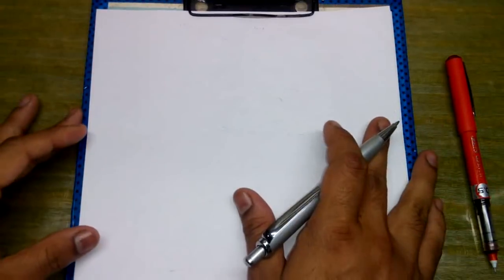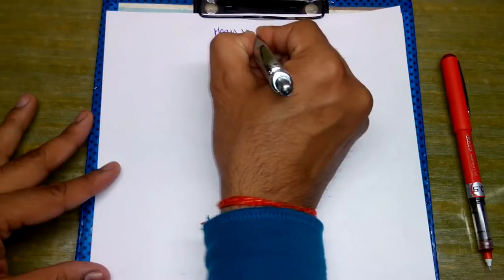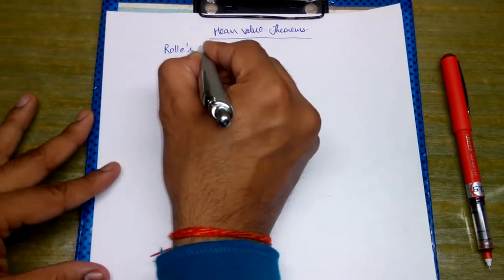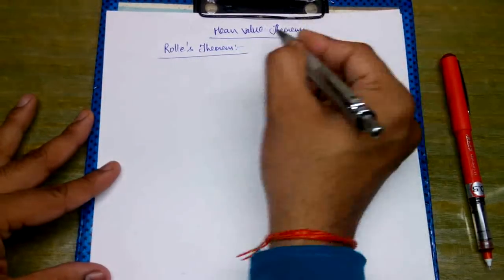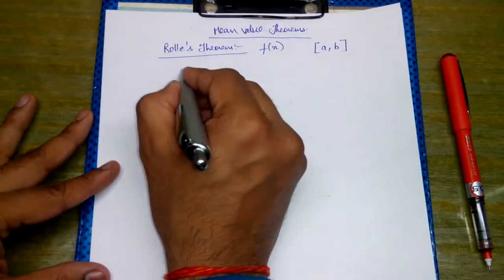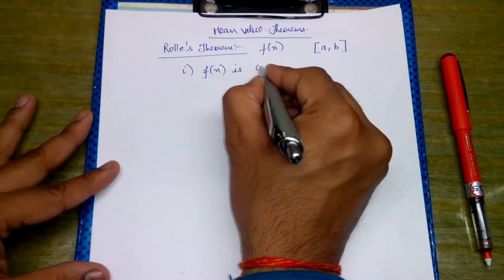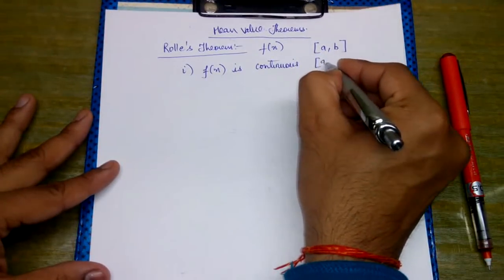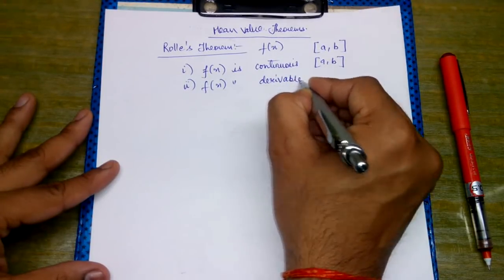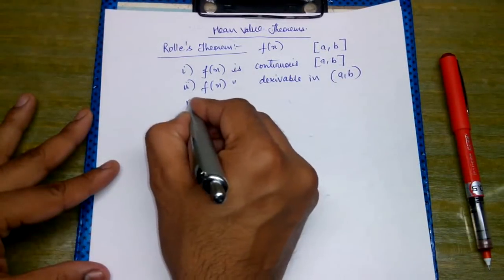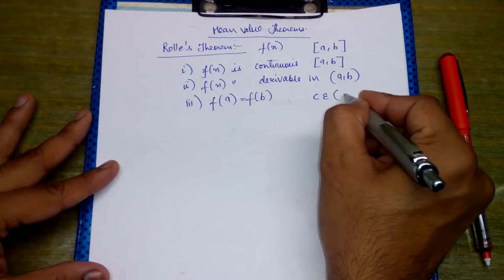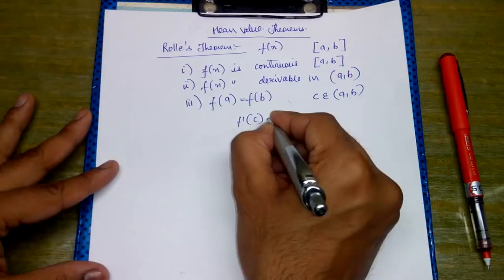So that was all about the derivability of a function. And now we shall be starting with the mean value theorems. In the mean value theorems, the first theorem that we have to study is Rolle's theorem. In Rolle's theorem, if f(x) is a real valued function defined on the closed interval [a, b], and first, f(x) is continuous in the closed interval [a, b], second, f(x) is derivable in (a, b), third, f(a) = f(b), then there exists a point c between a and b such that f'(c) = 0.